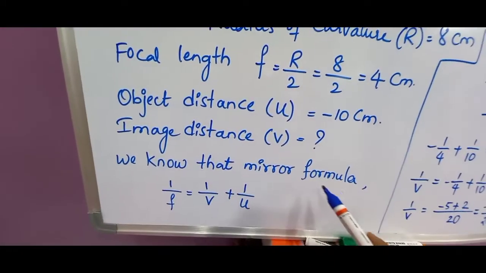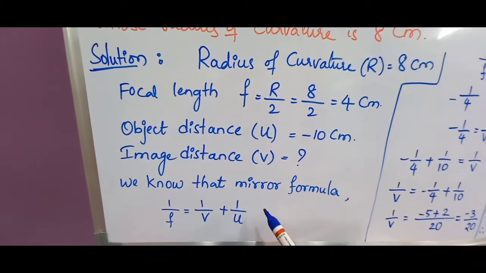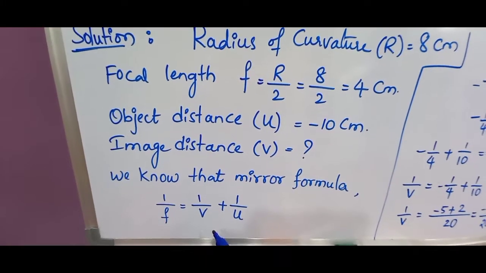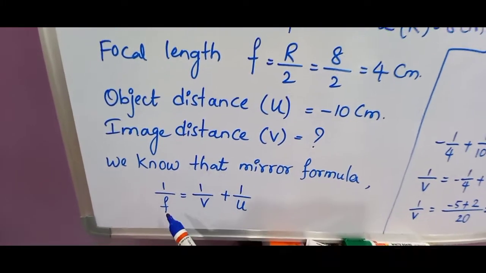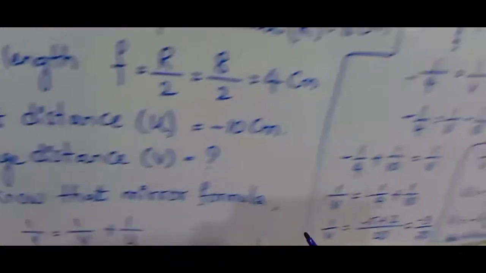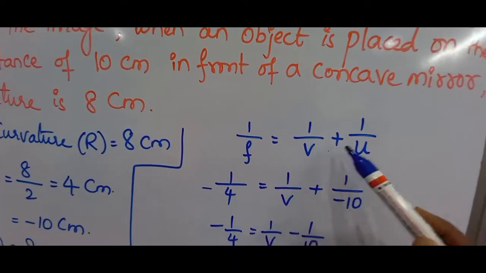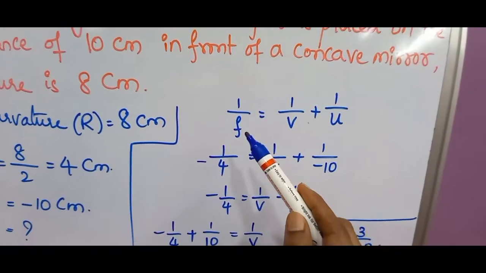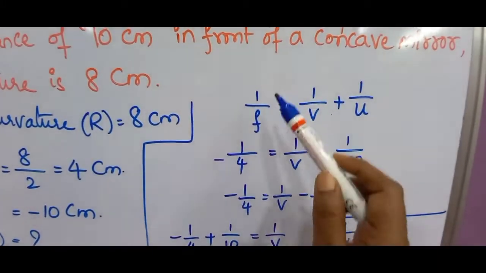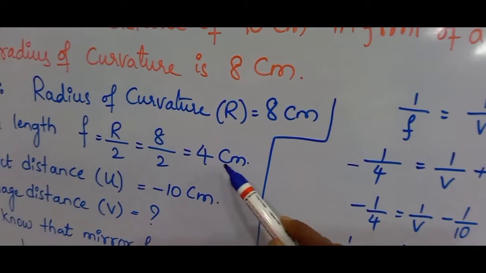Now we know all these details. We already know the mirror formula also. By using this mirror formula, we can calculate the image distance now. Okay, what is the mirror formula? 1 by F is equal to 1 by V plus 1 by U. See children, 1 by F is equal to 1 by V plus 1 by U. And simply substitute all the values you already know. So the 1 by F value, you know, is 4 centimeters.